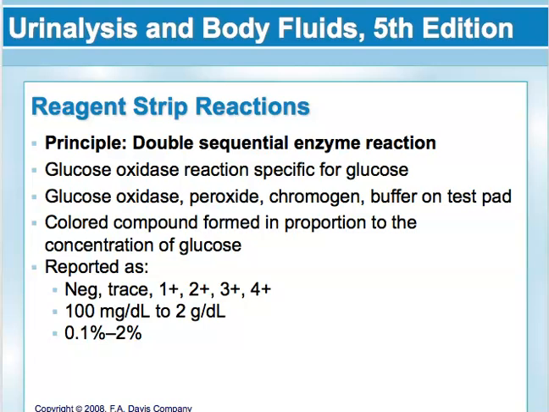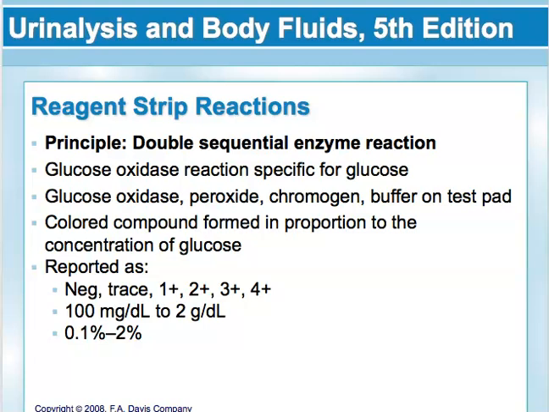Okay, the reagent strip reactions. This is called a glucose oxidase reaction that is specific for glucose, in which the test pads are impregnated with a mixture of glucose oxidase and peroxidase. So those are your reagents. There's a chromogen and a buffer to produce what's referred to as a double sequential enzyme reaction.